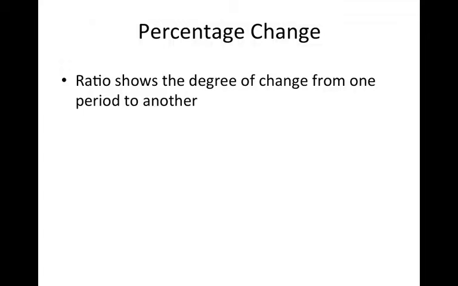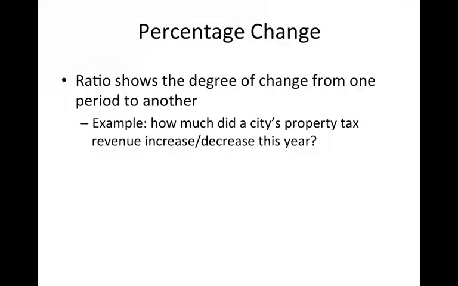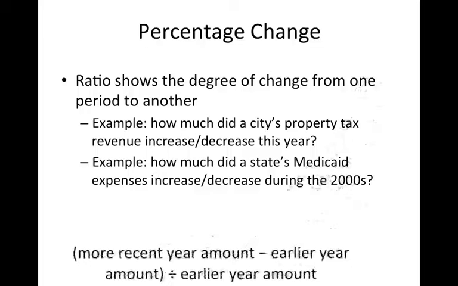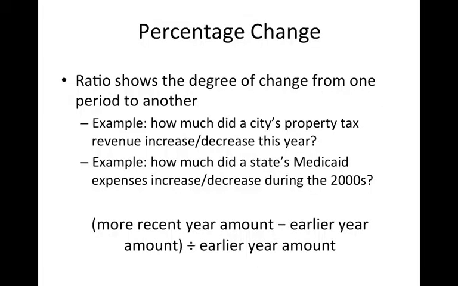Percentage change, the other common size ratio, shows how much something has changed, the magnitude of that change from one period to the next. For example, how much did a city's property tax revenue increase or decrease from last year to this year? Or how much did a state's Medicaid costs rise or fall? Almost certainly rose during the 2000s. That's the kind of question you can answer with percentage change, which you calculate by taking the most recent year amount, subtracting the earlier year amount, and then dividing the result by the earlier year amount.